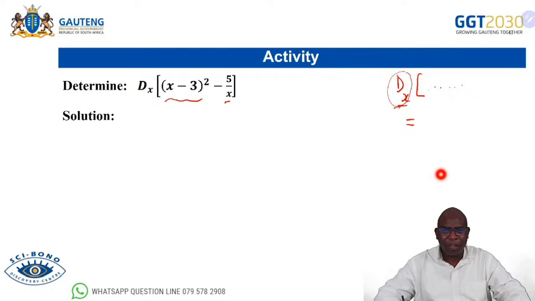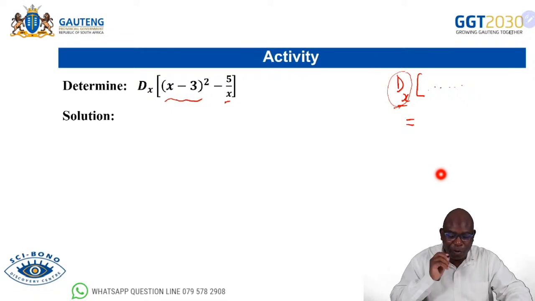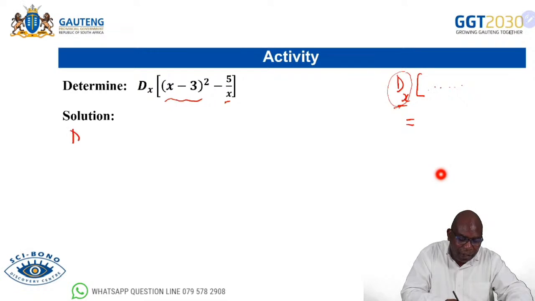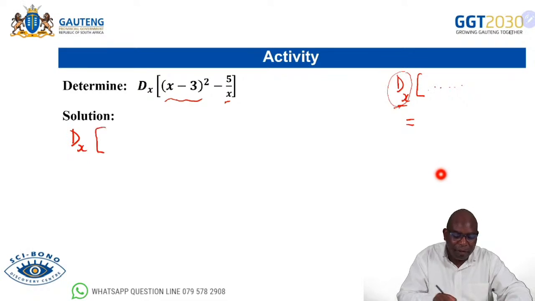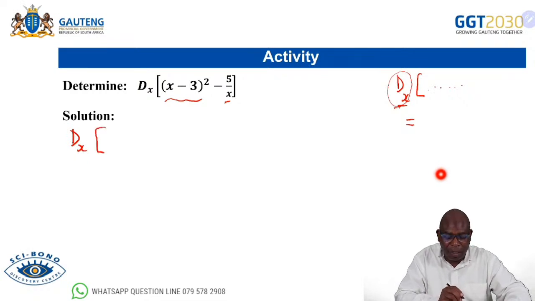Right, now let's look at the solution to this. Determine d of x of (x minus 3) all squared minus 5 over x. I cannot differentiate it if I've got something like this. So what I need to do is multiply it out. I still keep that dx because I haven't yet differentiated.